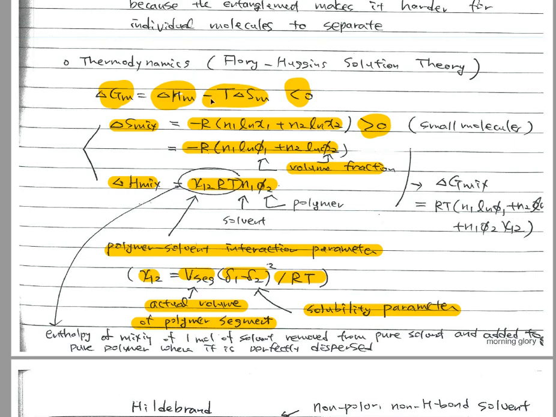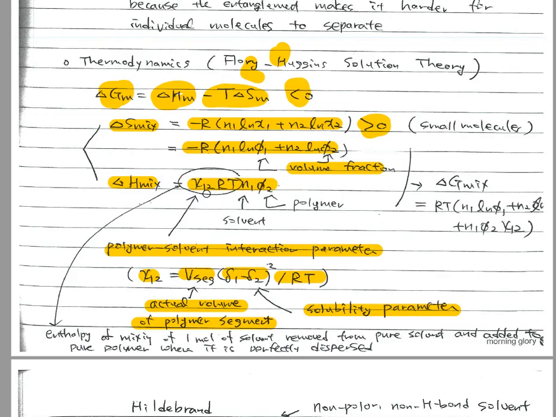Which means that this part, minus T delta S, is negative, right? And if delta G is negative, which means that delta H should be either negative or, even if delta H is positive, it should be as small as possible. Okay, since delta H mix is equal to chi RT phi 2, which tends to be positive, right?